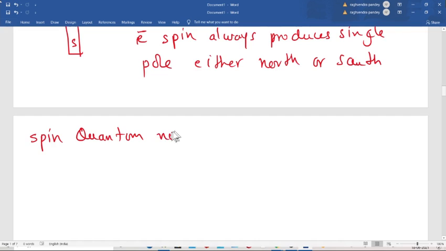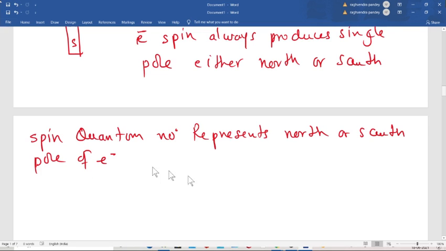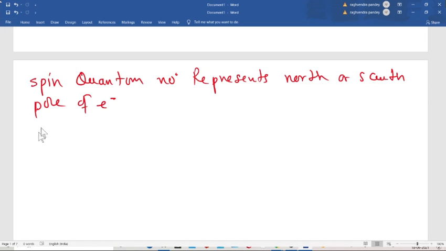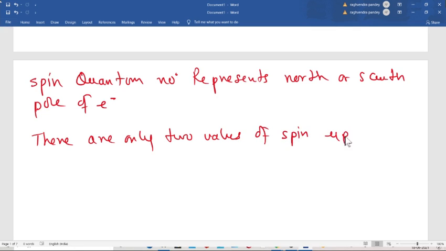Spin quantum number represents the north or south pole of the electron. Now next, there are two spins, upward and downward. There are only two values of spin, upward and downward.